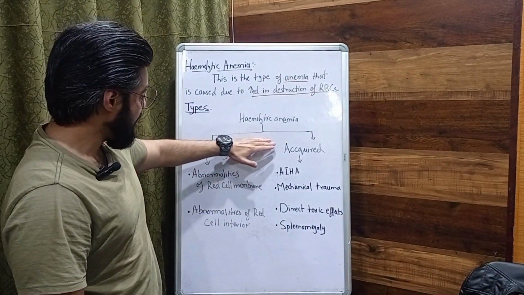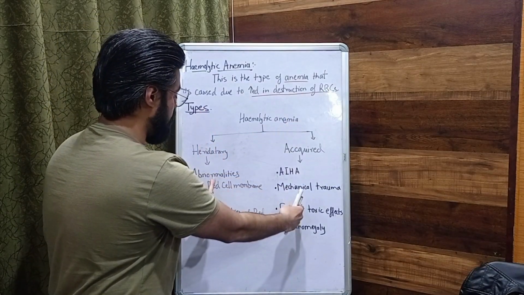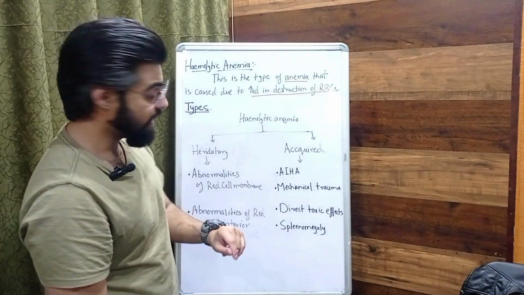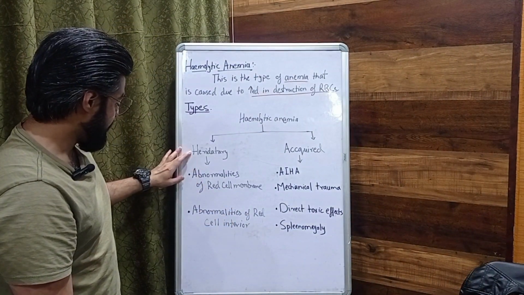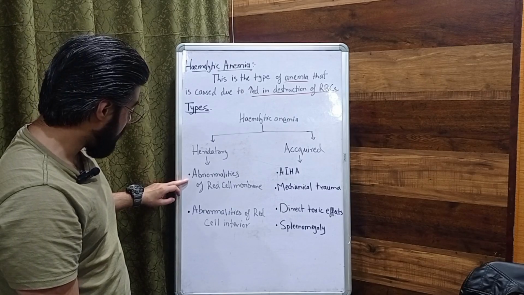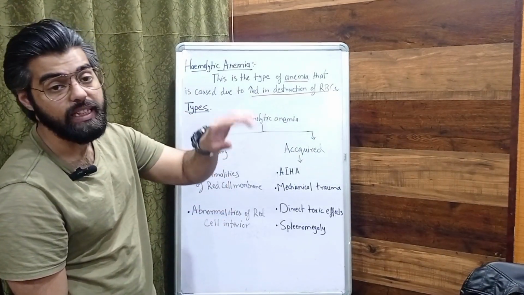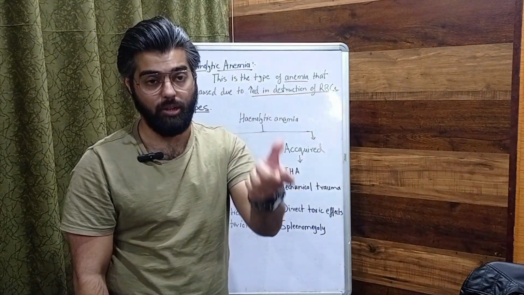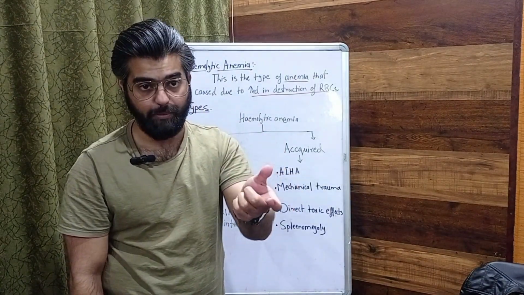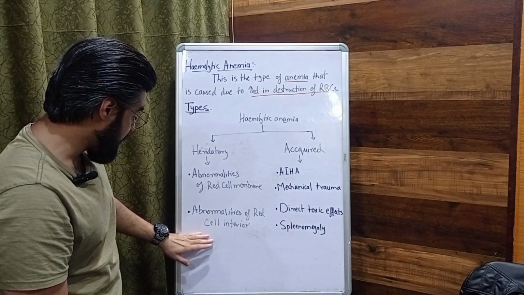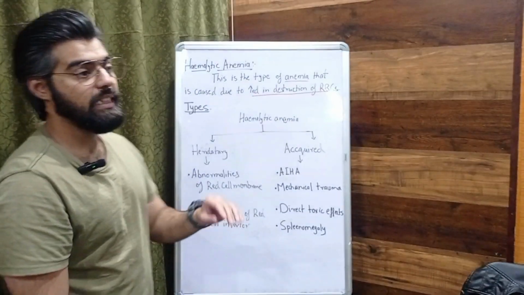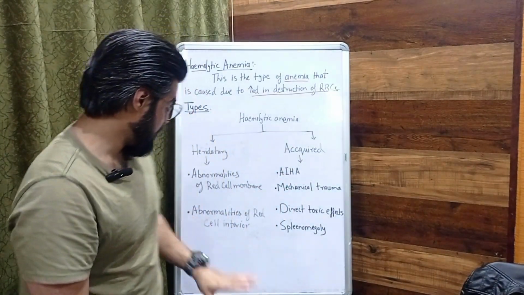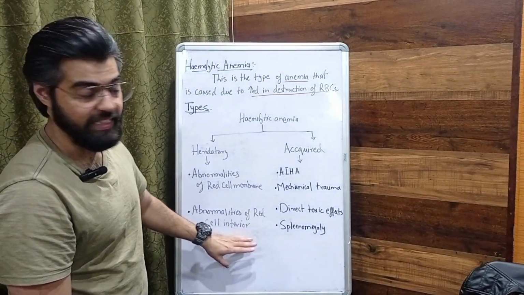So hemolytic anemia is divided into two broad categories, that is hereditary and acquired. Next, hereditary. It can be abnormalities of the red cell membrane. If there is any abnormality in the cell membrane, it can cause hemolytic anemia. And next is abnormality of the red cell interior. For example, there are hemoglobinopathies. Those are called the abnormalities of the red cell interior.